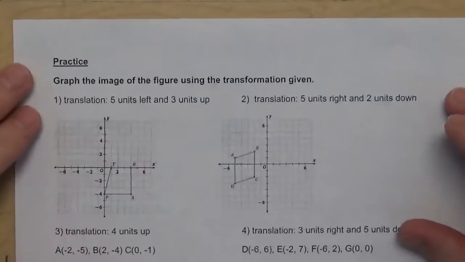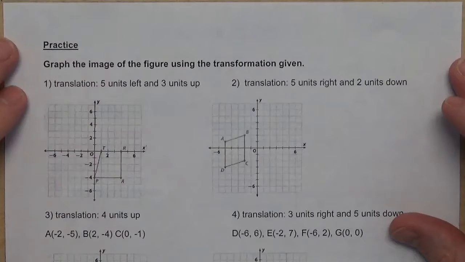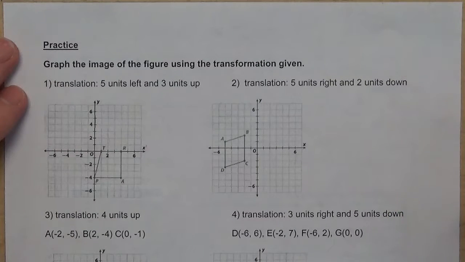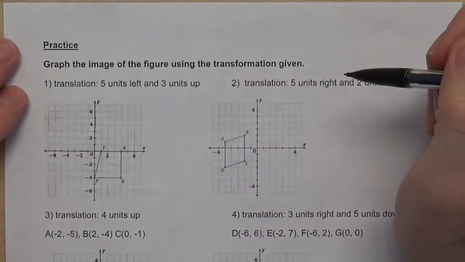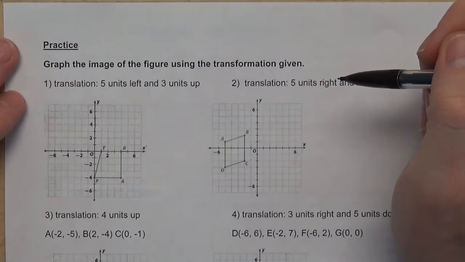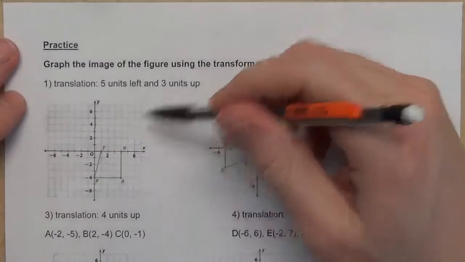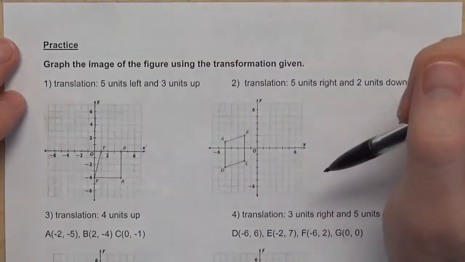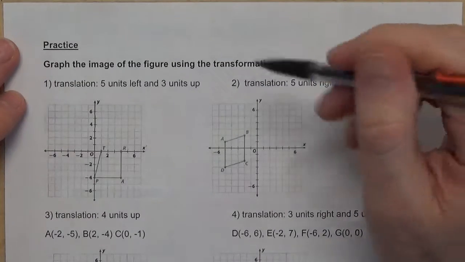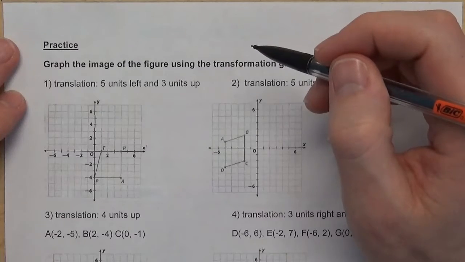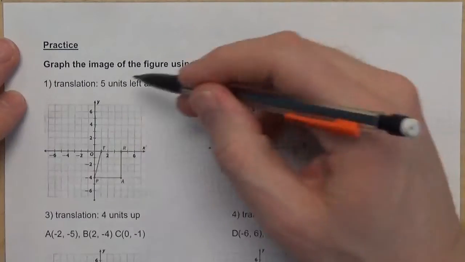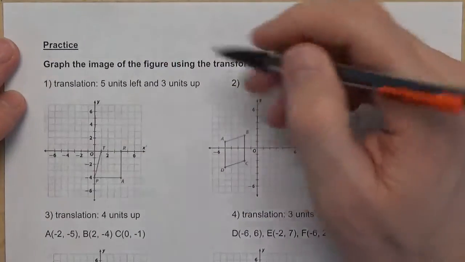Let's do a little practice with this. It says graph the image of the figure using the transformation given. So this says to translate this pre-image here. We're going to move it 5 units left and 3 units up to make the image. So we're just going to start at one of these points here. It doesn't matter which one we start at, and we're just going to go around and move each one 5 units to the left and 3 units up.